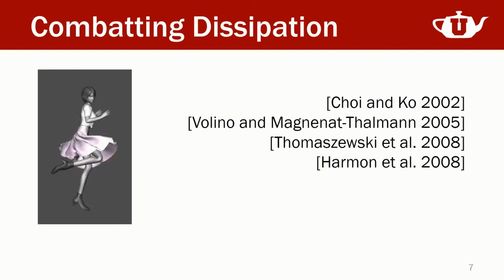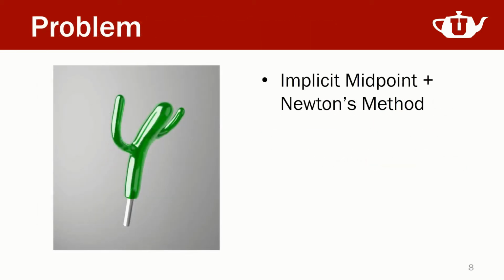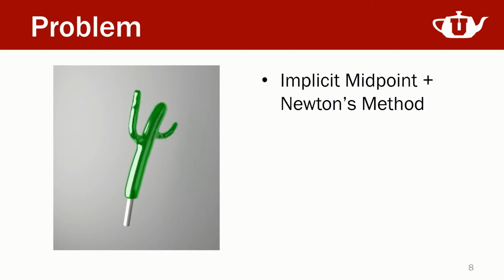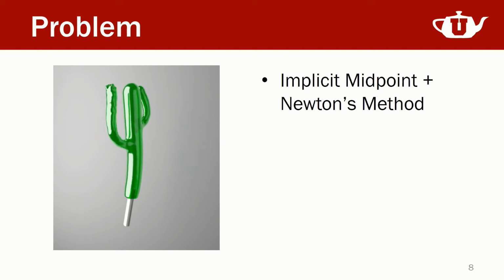Methods such as BDF2, implicit midpoint, or adaptive time stepping are used to combat the numerical dissipation. However, BDF2 only mitigates the damping, and the other methods are either too expensive to run fast or have only limited stability. For instance, implicit midpoint, even completely solved using Newton's method, is still unstable.